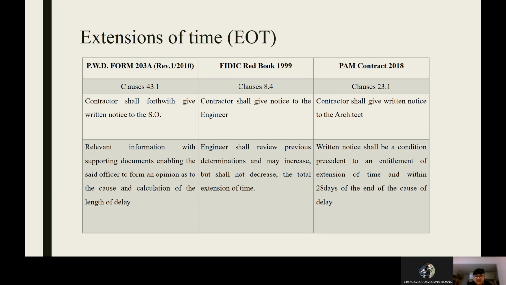In the PAM contract, the clause used is 23.1. The contractor shall give a written notice to the architect. The written notice shall be a condition precedent to an entitlement of extension of time and within 28 days of the end of the cause of delay.